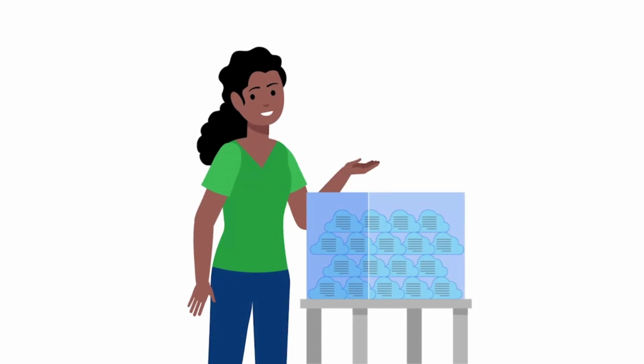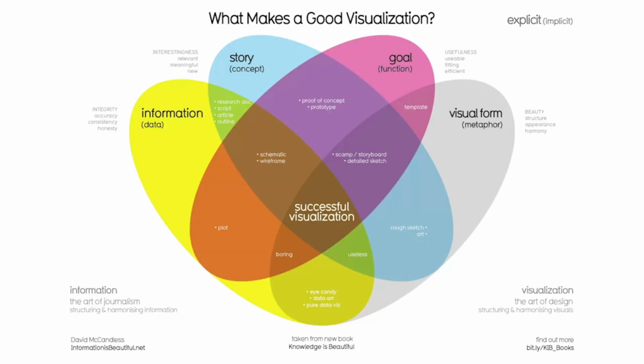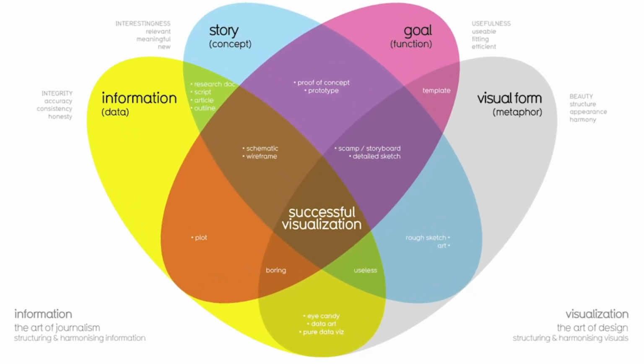Identifying the key elements of your findings helps set the stage for how you should organize your presentation. Check out this data visualization made by David McCandless, a well-known data journalist. This graphic includes 4 key elements: the information or data, the story, the goal, and the visual form. It's arranged in a 4-part Venn diagram, which tells us that all 4 elements are needed for a successful visualization.